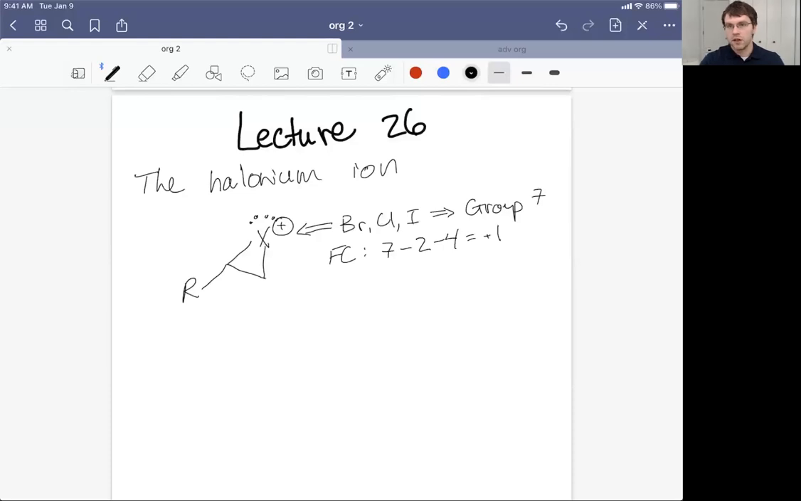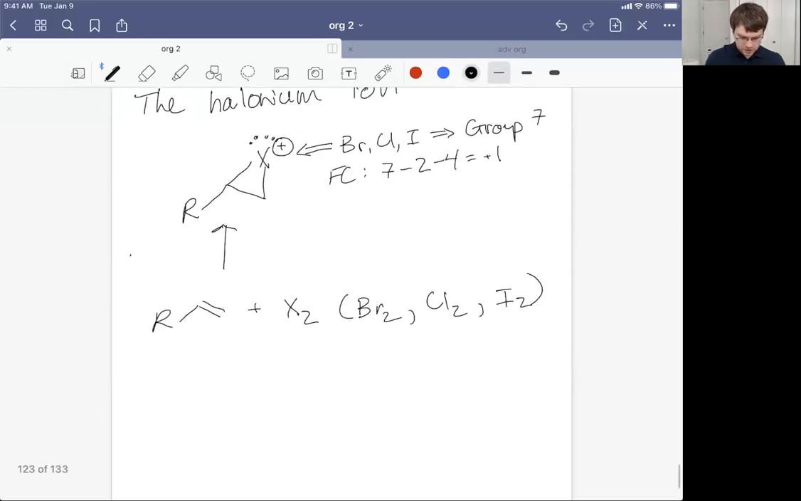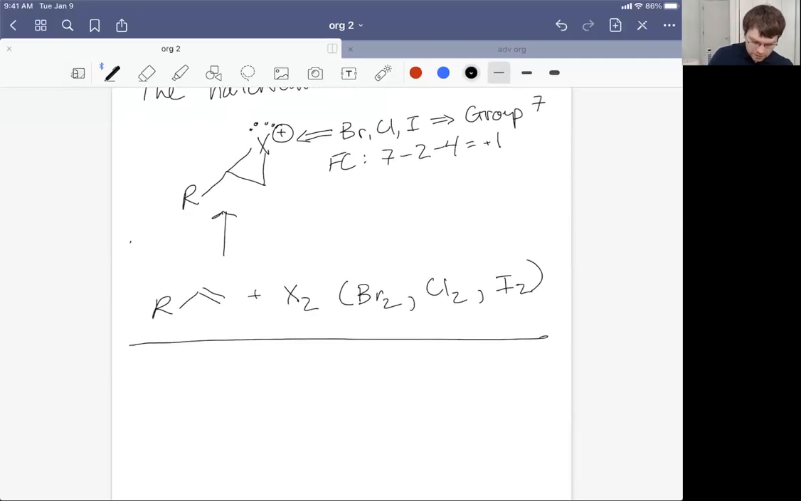Halonium ions are going to be important for the next two reactions that we talk about. These halonium ions are formed when we take an alkene and react it with X2, where X2 could be molecular bromine, Br2, Cl2, or I2. These spontaneously form. I want to get that in front of us as we prepare ourselves for these mechanisms. I'm going to show you the first mechanism, which is the dihalogenation of alkenes.